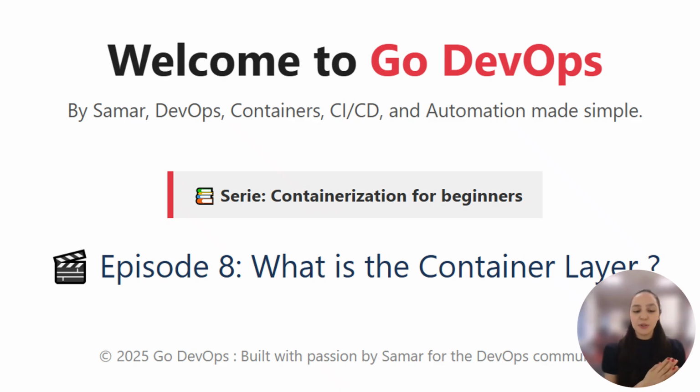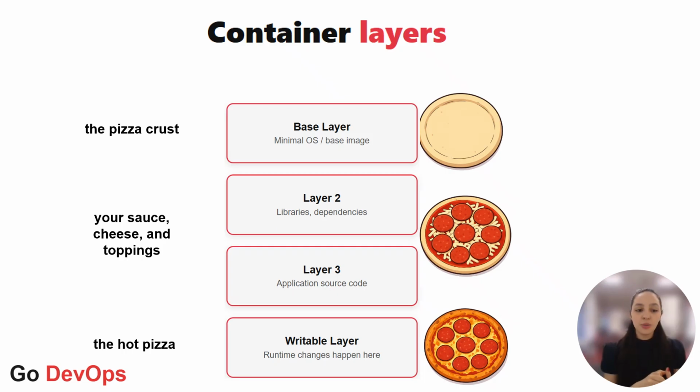So in the last episode, we explored container images with the frozen pizza analogy, and today we're peeling back the packaging to look at the layers inside the image. Think of it like the individual ingredients or layers of toppings in the pizza, and each one plays a role, and together they create the final product. So let's start with the basics.